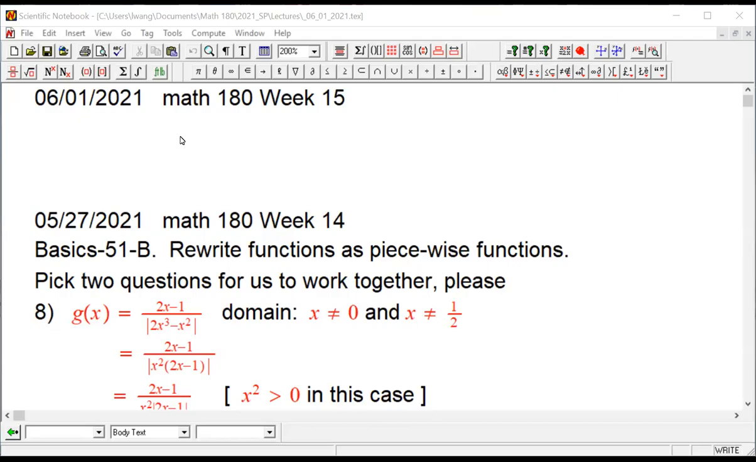Good morning. Well, today we're gonna talk about the mathematical induction method. This will be referred to in basic 44A, and of course there are basic 44B and so on and so forth. So we're gonna talk about this mathematical induction method.